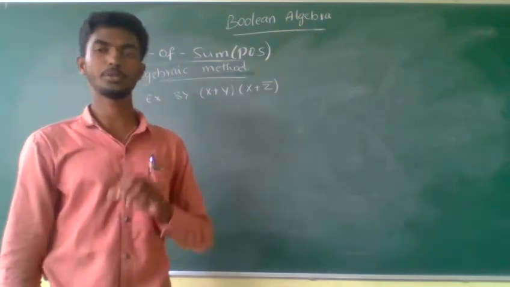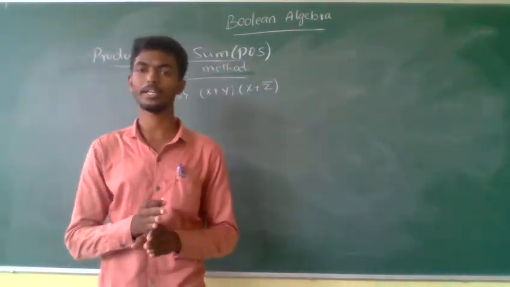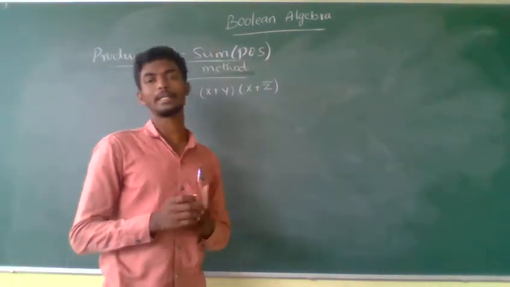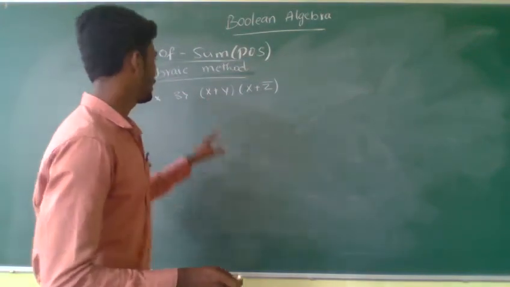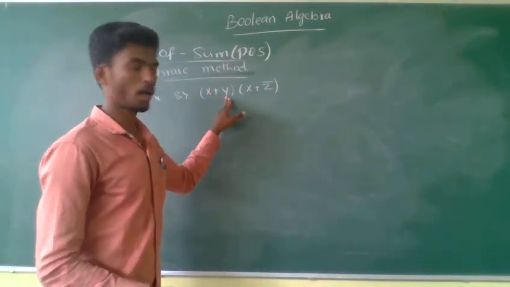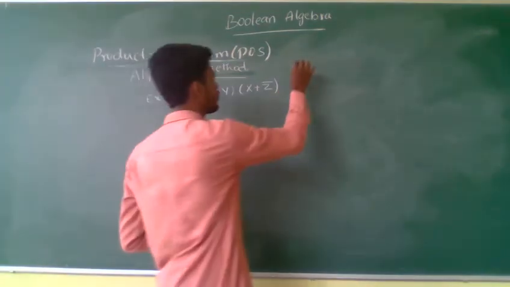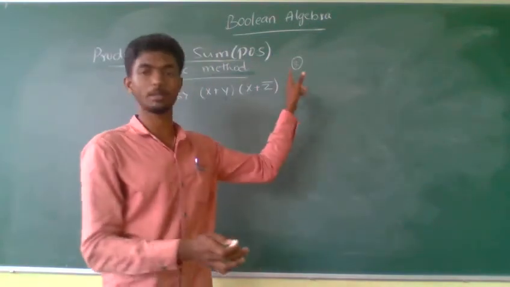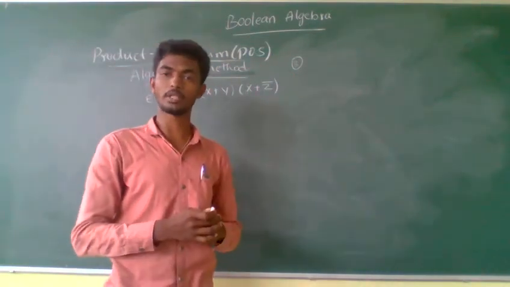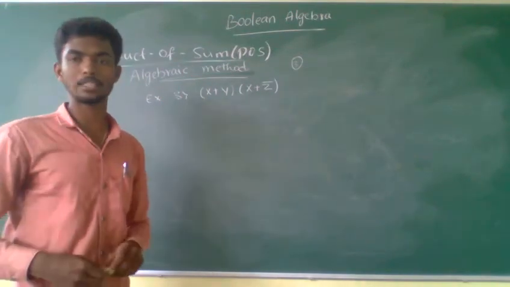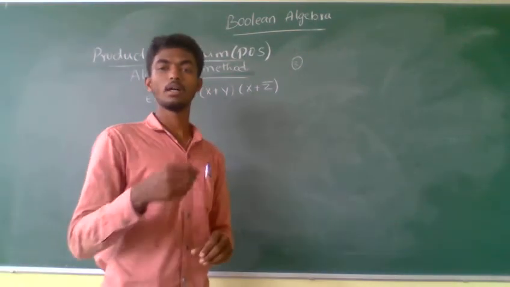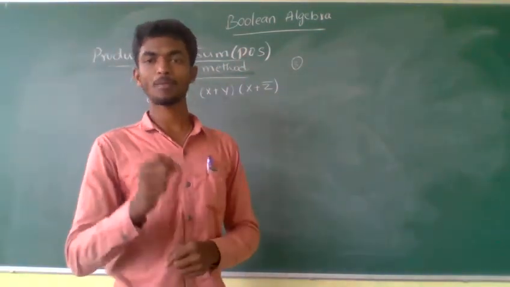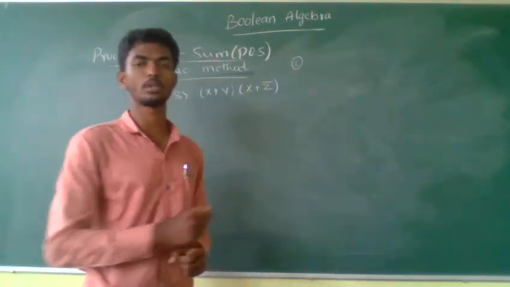When you convert a Boolean expression into canonical form, first observe how many literals are in the system. Here x is one, y is another, z is another, so we have three literals. If we solved it by the truth table method, we would draw a truth table, but with the algebraic method there is no need for that. There are some steps, and I will tell you the steps first, then solve this.